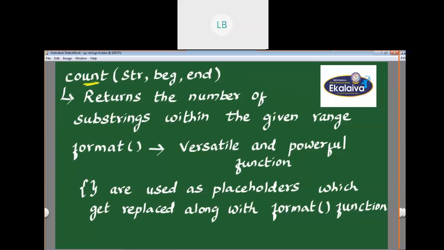Count. This function takes 3 arguments and returns the number of substrings within the given range. We can mention the range using the start value and end value. If the range is not mentioned, the entire string will be searched for the substring. This is optional, and count will return the number of substrings present in the string.